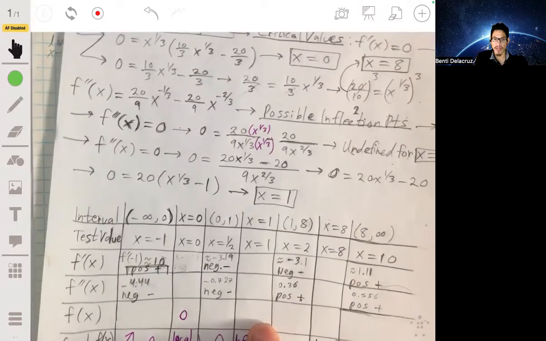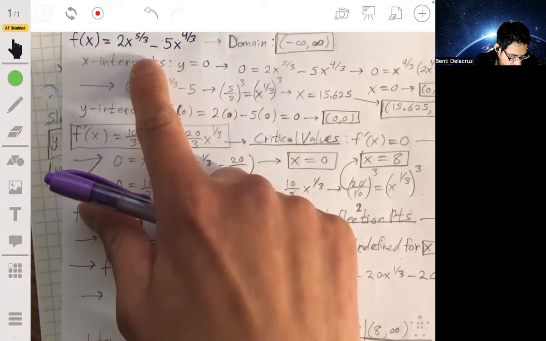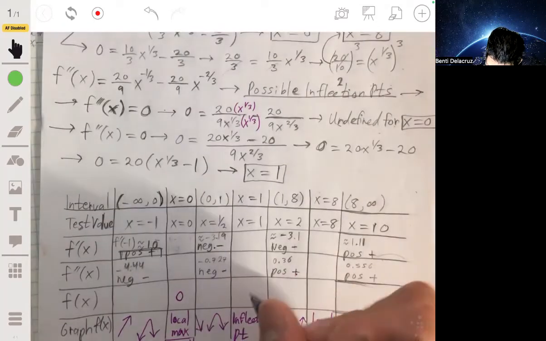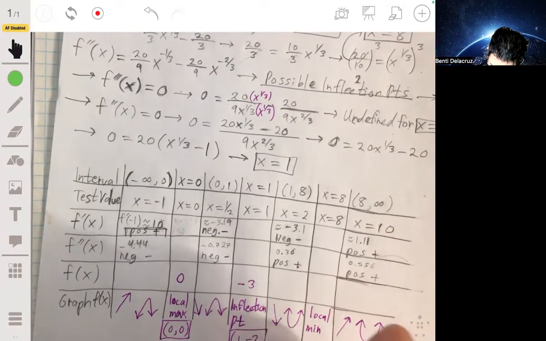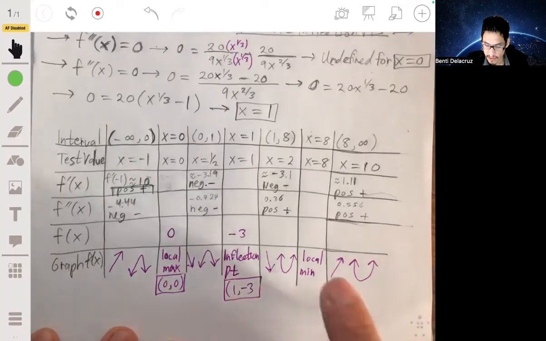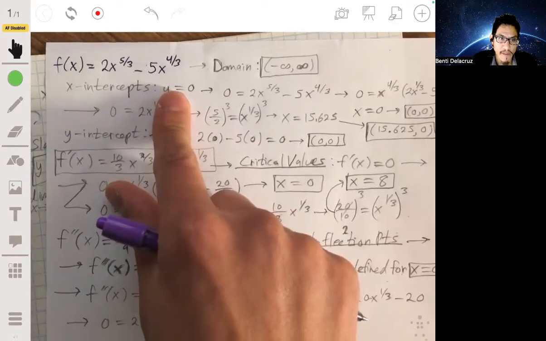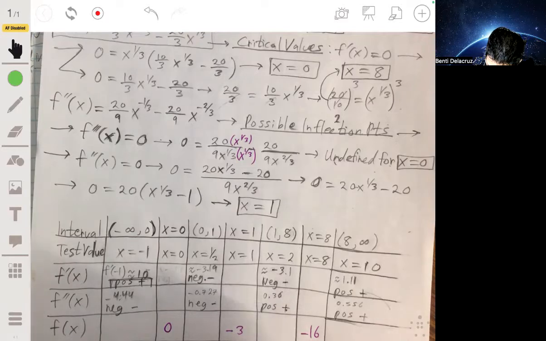Inflection point. Let's find what f of 1 is. Plug 1 into the function. We'll essentially get 2 minus 5, which should be negative 3. So we have an inflection point at (1, -3). And the local minimum, plug in 8 into the function. Plug 8 into here, we'll do some fancy algebra. And then we're going to get that it's going to be negative 16. So local min at (8, -16).